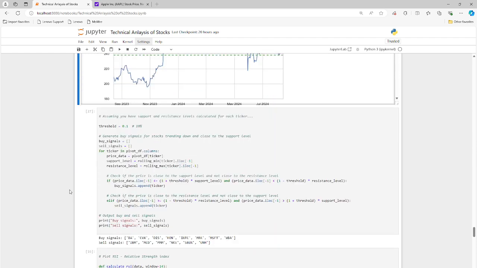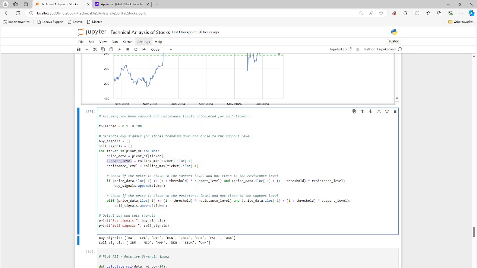So this is another trading strategy. This is generating buy or sell signals, looking at thresholds for the price data, support level, and the resistance level. So if the price data is less than 1 plus the threshold times the support, this becomes a buy signal, okay? And if the price data is greater than 1 minus the threshold times the resistance, and there's a couple criteria that have to be true, okay? So this has to be true.